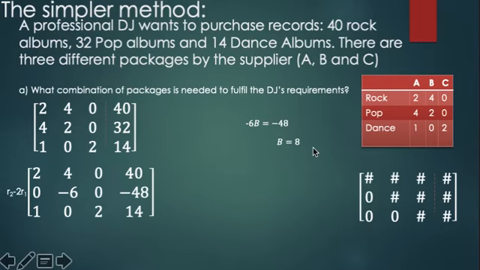I can now take that b equals 8, put it in here, and say 2a plus 4b, which we know is 8 now, equals 40. That's going to become 32, so a must equal 4. Now I know a equals 4, I can go 4 plus 2c equals 14, and c equals 5. So the DJ needs 4 pack A's, 8 pack B's, and 5 pack C's.